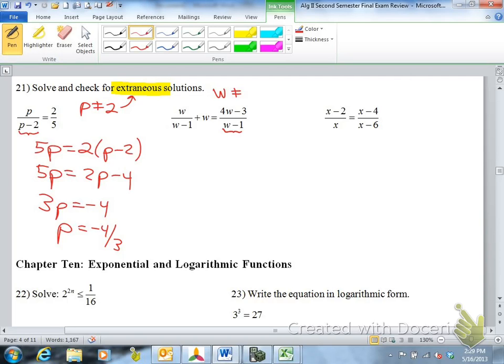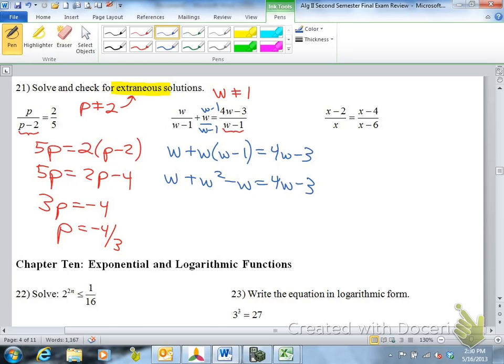One would be extraneous because if you plug 1 in, you would have 0 in the denominator. So when we solve this, if we get 1 as an answer, we have to throw it out. We want all same denominators, so if you multiply by w minus 1 here, we would have w plus w times w minus 1 equals 4w minus 3. All of the denominators are the same, so we can ignore them. And we have w distribute here, 4w minus 3.